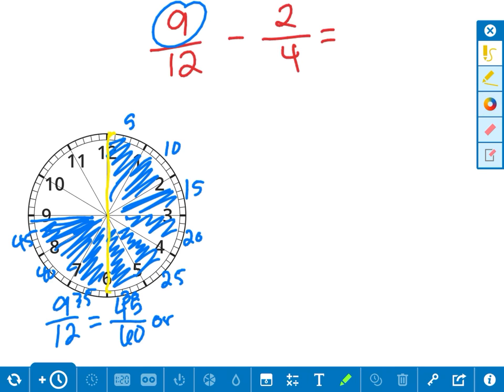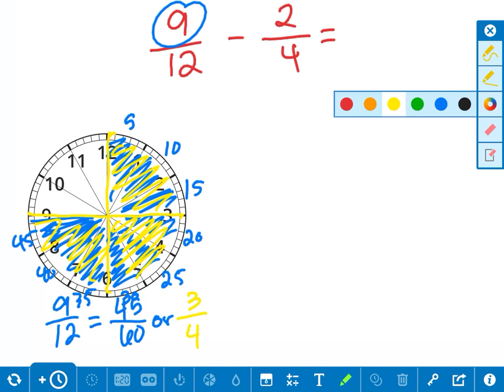of the clock. If I were to break this up into fourths, I've got 3 even colored in out of 4. So I could do 45 minutes out of 60 or 3/4. Sorry, let me put that in blue. Okay, so now we've got 9/12 figured out.